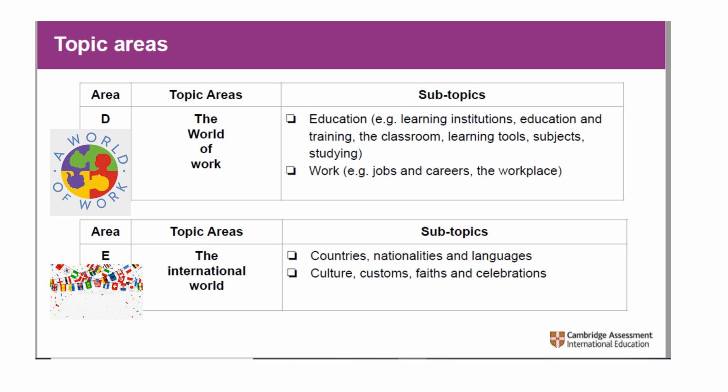And lastly, in area E, the international world, again we cover countries, nationalities and languages, as well as the culture, customs, faiths and celebrations. So if you can see, it starts with something very easy, something very common, and then we develop our language to something more complex.